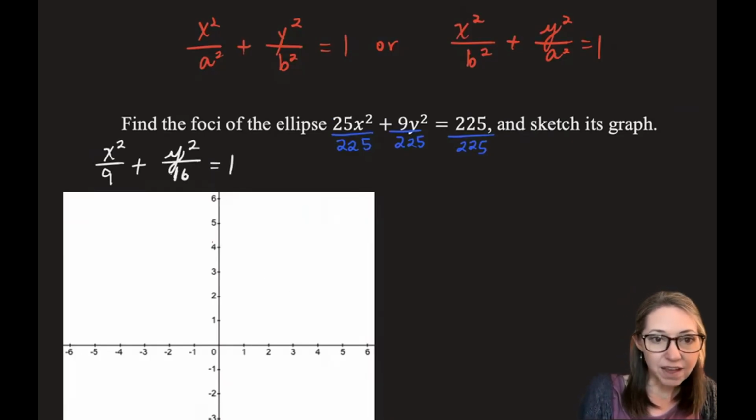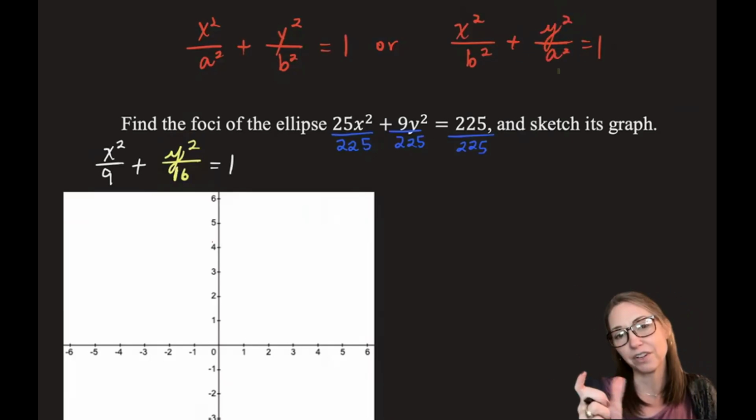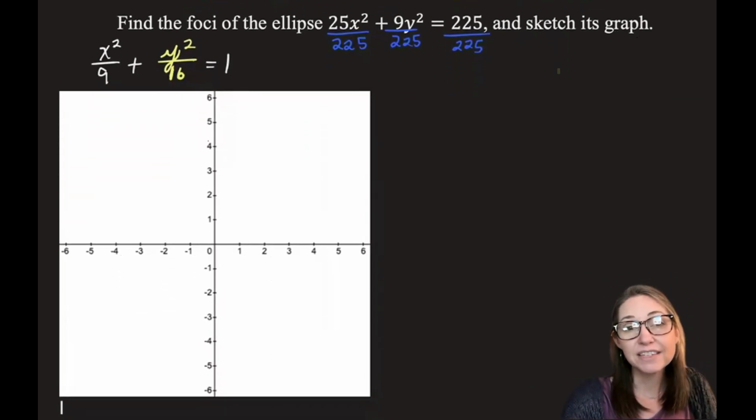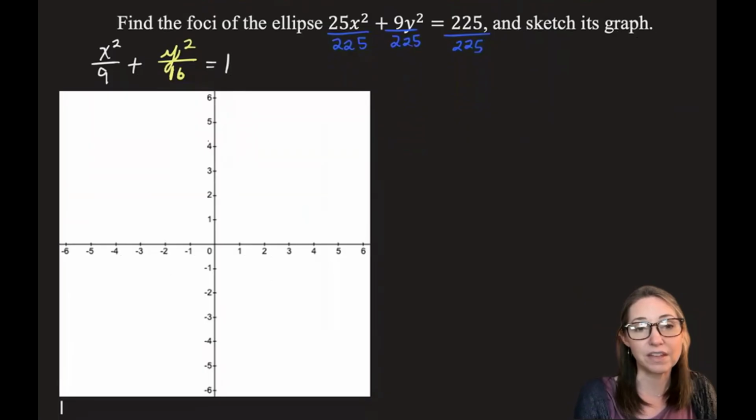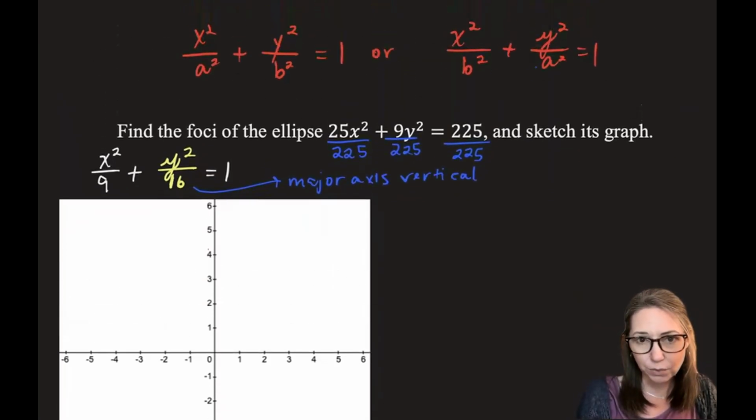All right, so with that, the bigger number in this case is actually under the y squared. So we are using this version of the equation, which means it is stretched vertically, which means the major axis is vertical or along the y-axis, right? So that right there tells us that the major axis is vertical because the larger number is under the y squared. All right, so we can set that equal to this right here, the a squared.